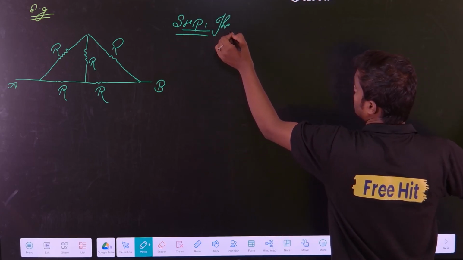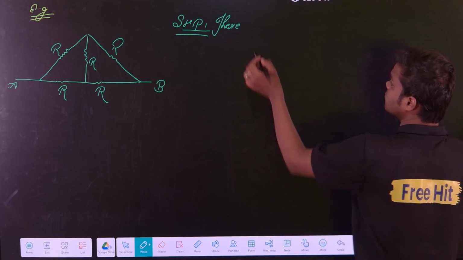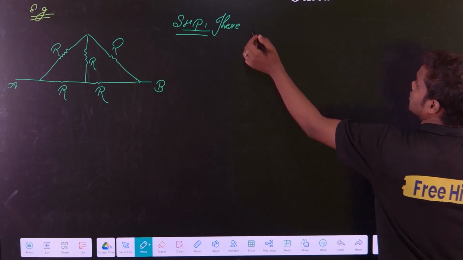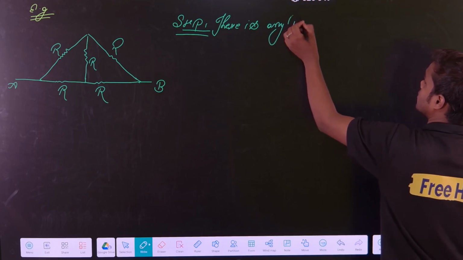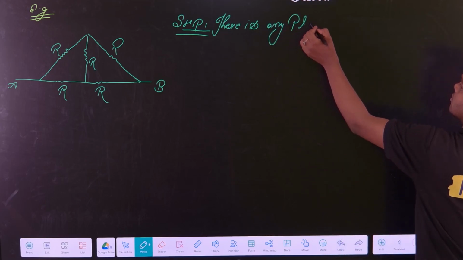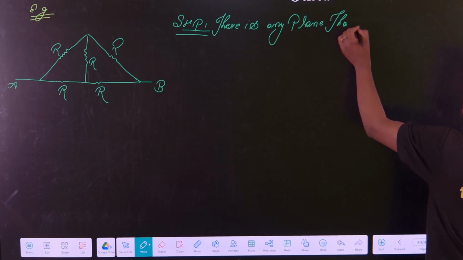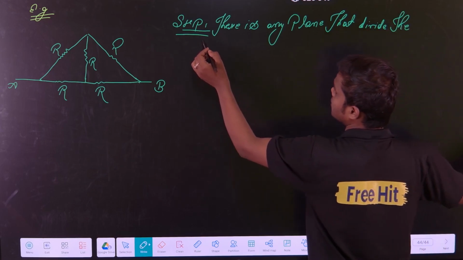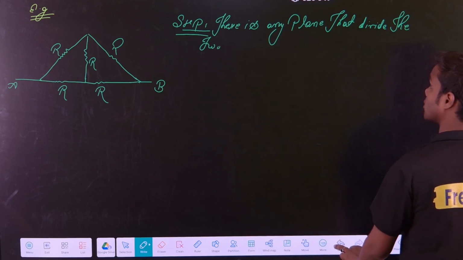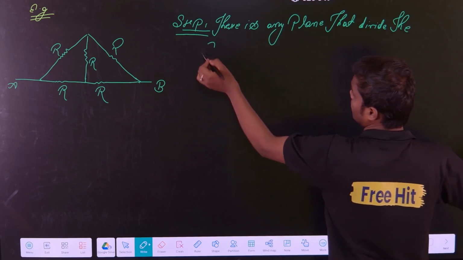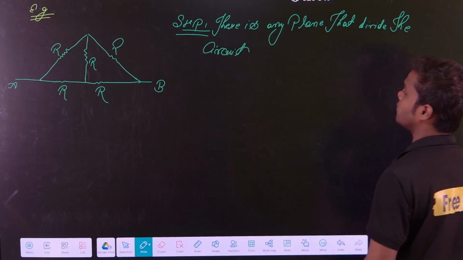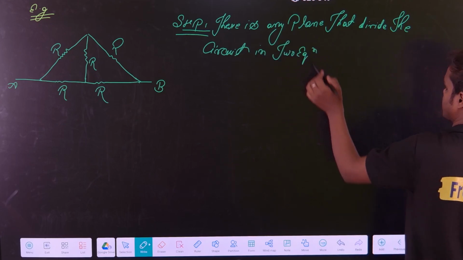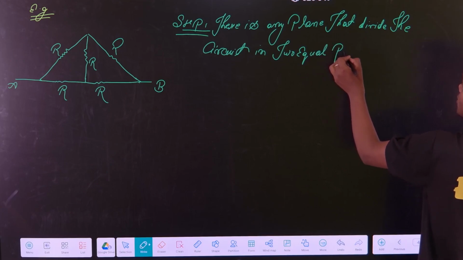There is any plane that divides the circuit in two equal parts, okay, two equal parts, correct.